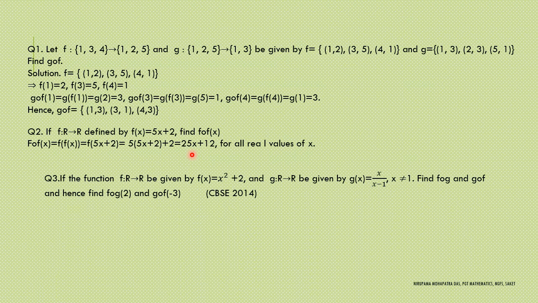A third question which has come in the 2014 CBSE exam. We are given fx equal to x square plus 2, gx equal to x by x minus 1, where x not equal to 1. Both f and g are functions from real numbers to real numbers. Find f of g, g of f, and hence find f of g2 and g of f minus 3.